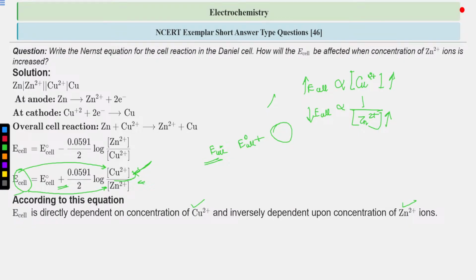This is the basic concept which we are going to use here, because we also have to answer the question of how the E of cell, the potential of the cell, is affected when the concentration of zinc 2 plus ions is increased. So as I said, zinc 2 plus ion concentration is inversely related to the potential of the cell. Then how will they affect?